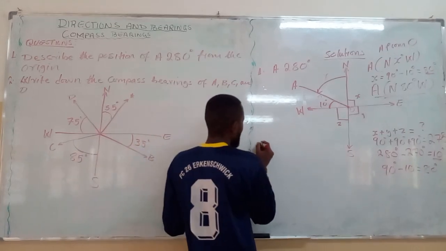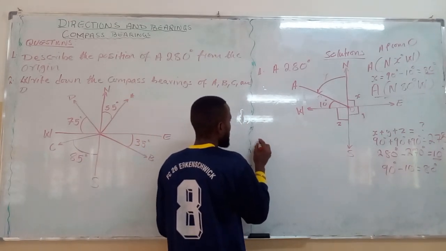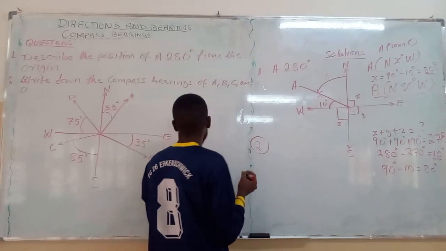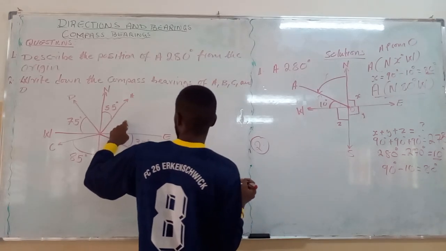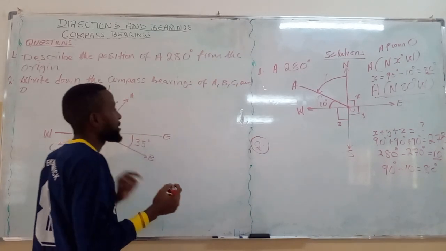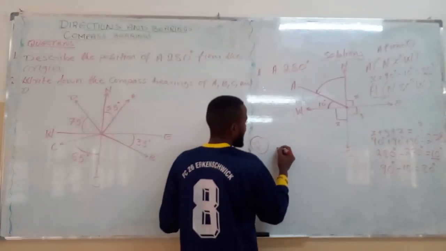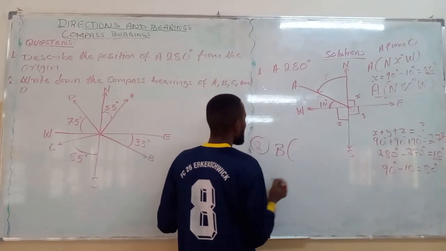So let us do question number 2. Let's see how we can answer question number 2. Question number 2, we are going to start with, let's start with B because that is my area of interest. B, how do we name B?